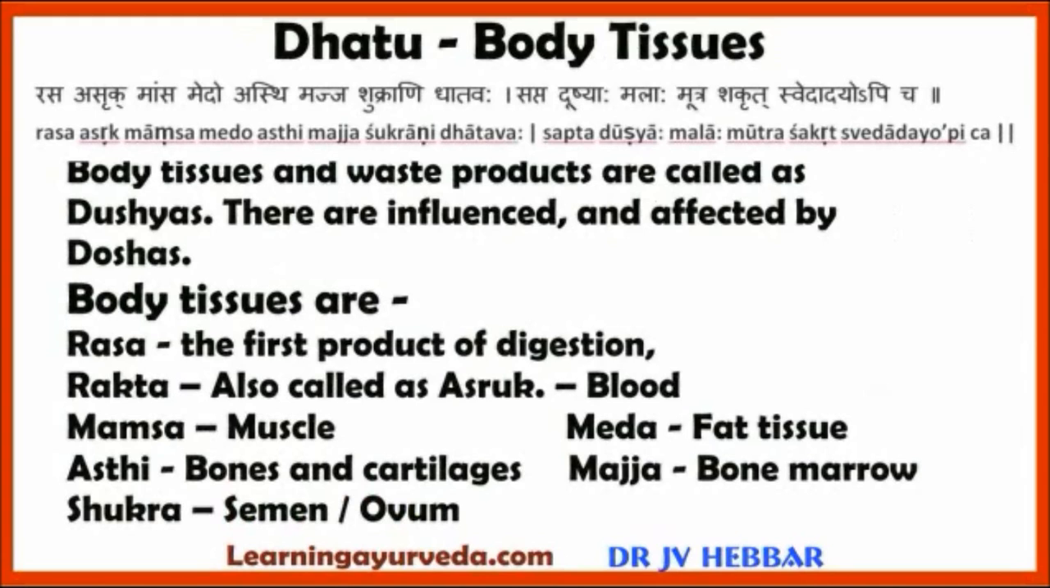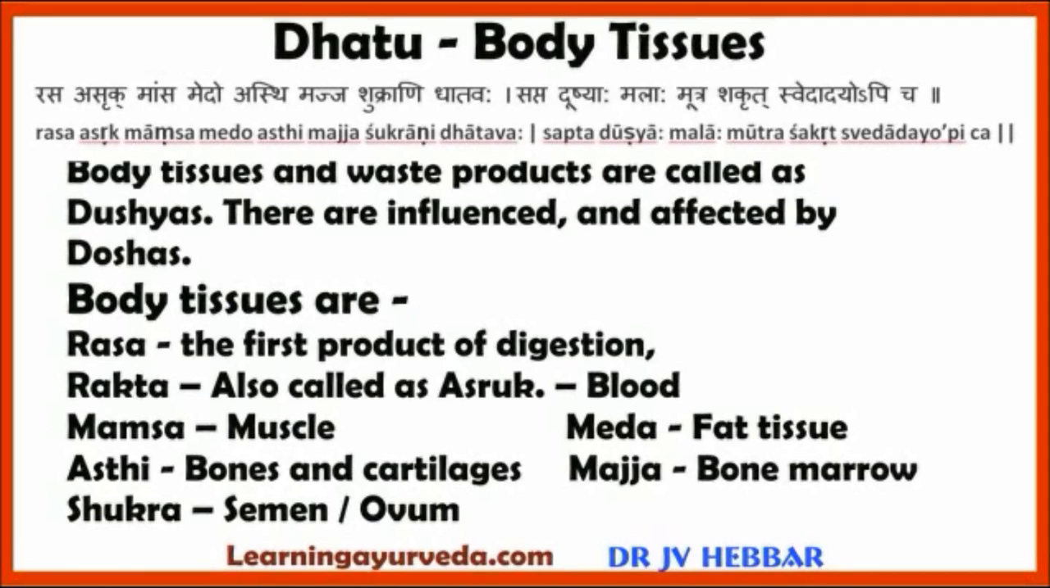Next, body tissues and waste products. Body tissues and waste products are called dushyas, means these are influenced and affected by doshas. Body tissues are rasa. This is the first product of digestion. Soon after digestion of food, the digested food turns into rasa. It is grossly compared to lymph or plasma, but it is not a complete comparison. Next, rakta, also called asruk or blood.